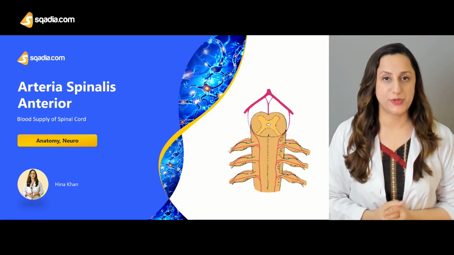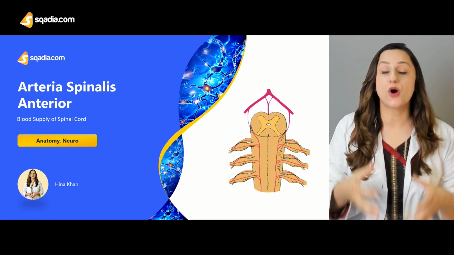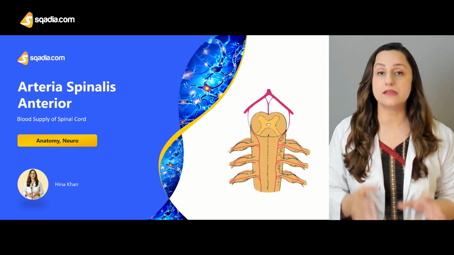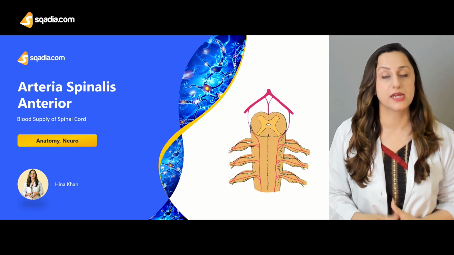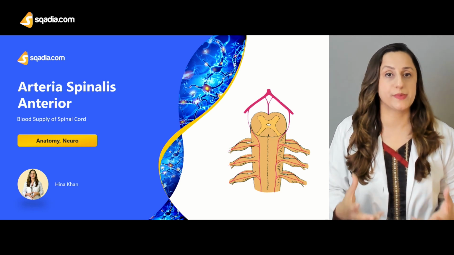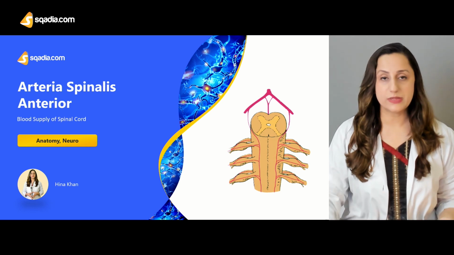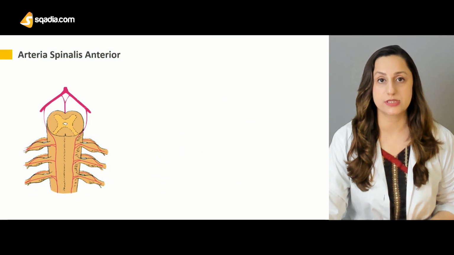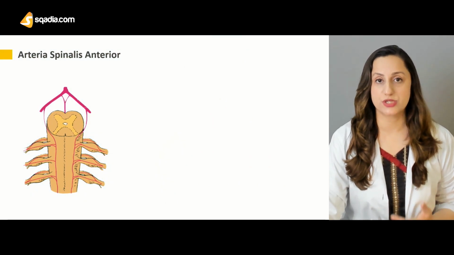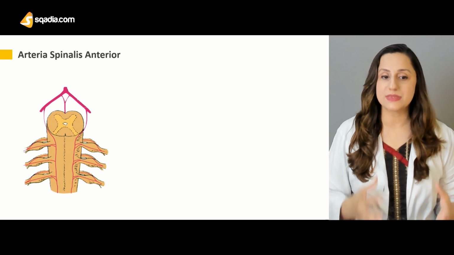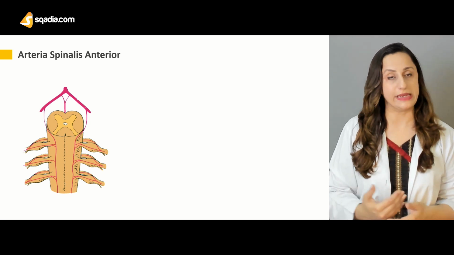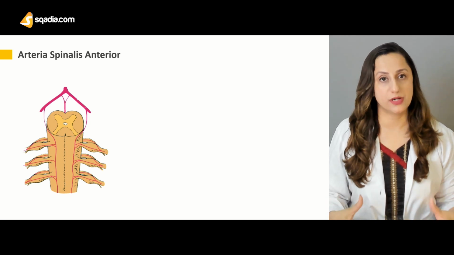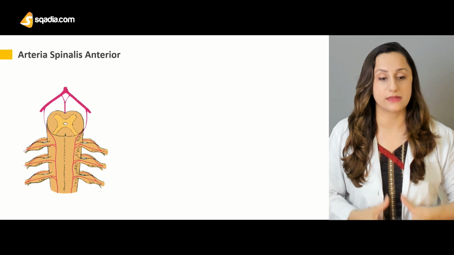Now, one of the major branches of the vertebral artery is going to contribute towards the anterior spinal artery. There is only a single anterior spinal artery, as compared to the posterior spinal arteries, which are two in number. So how is it formed, how does it descend, and what are the major distributions and areas it is going to cover? As the name indicates, it is going to be present anteriorly, so it is going to supply the anterior portions of the vertebral column as well as the spinal cord.